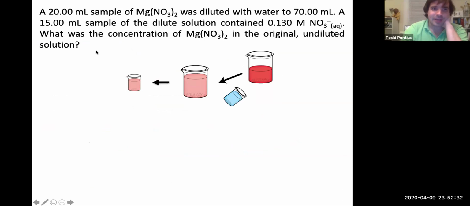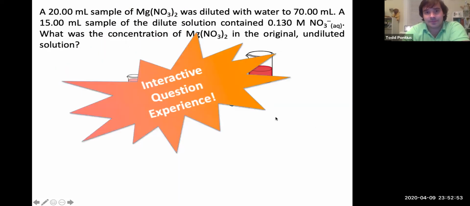Okay, so here we have yet another question. And look, all this information: a 20 milliliter sample of magnesium nitrate was diluted with water to 70 milliliters. A 15 milliliter sample of the dilute solution contained 0.130 molar nitrate. What was the concentration of magnesium nitrate in the original undilute solution? Whew, a lot of information here. Again, as long as we map it out, we'll be just fine.